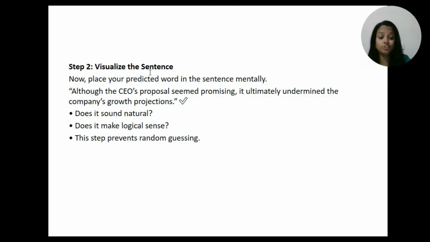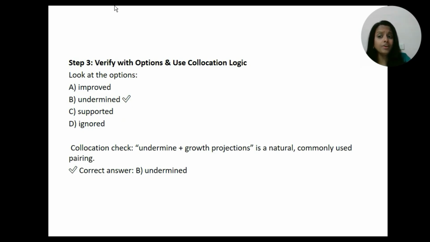Okay, I'll give you a psychological hack also. Visualizing the word in context helps your brain recall collocations and grammatical correctness subconsciously. You can do that. And step 3, verify with options, and then you can use the collocation logic here. Now look at the options. For this one, we get 4 options: improved, undermined, supported, ignored. So we already know the word undermined, right? So that matches your prediction.